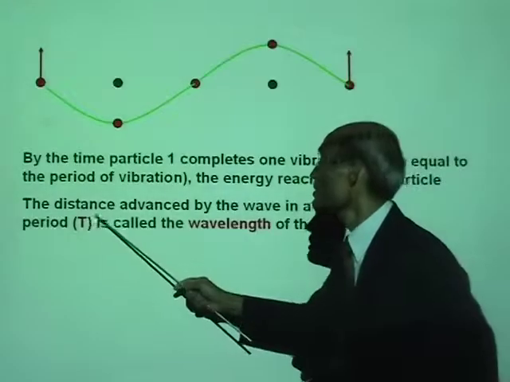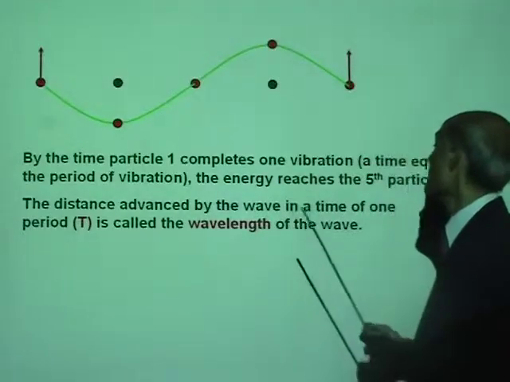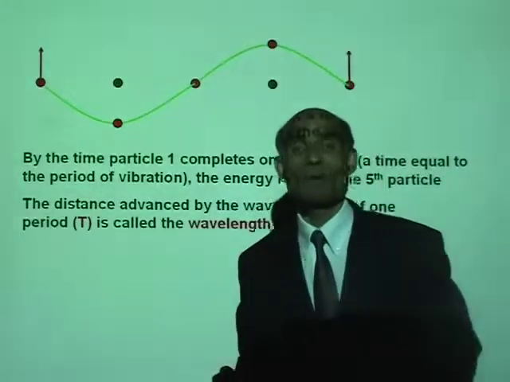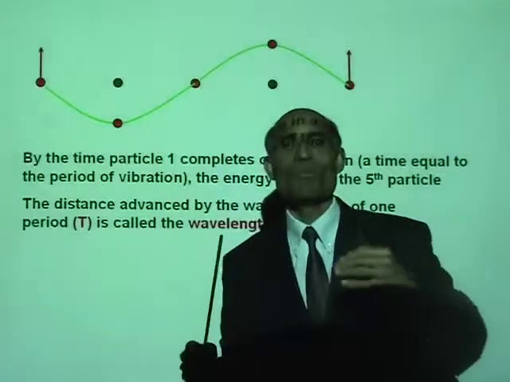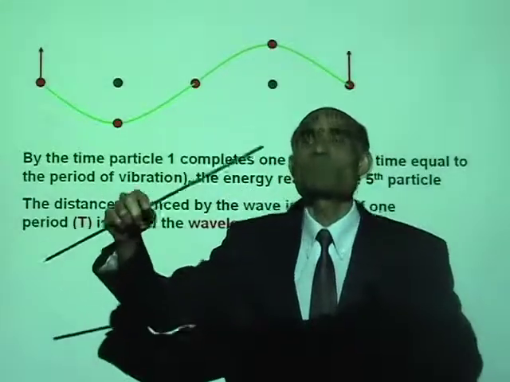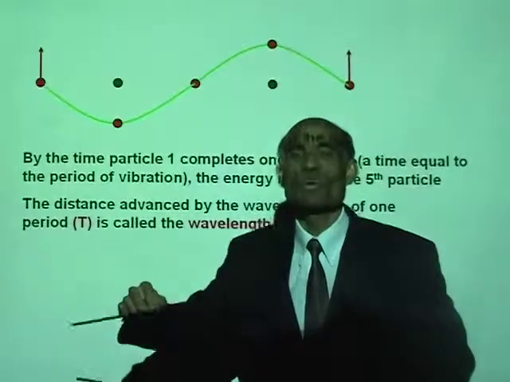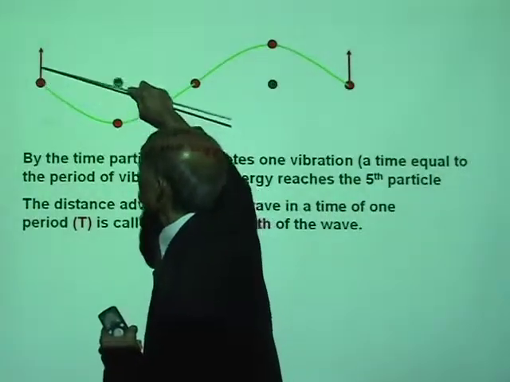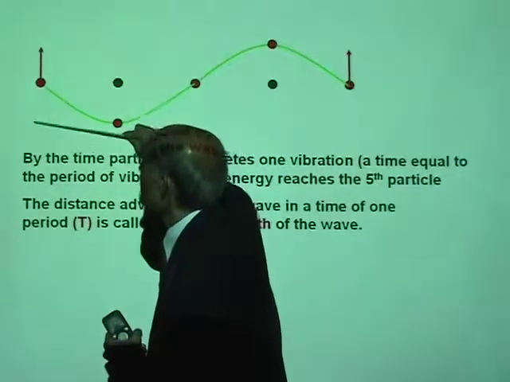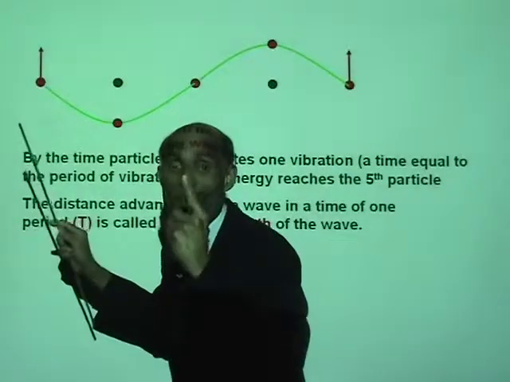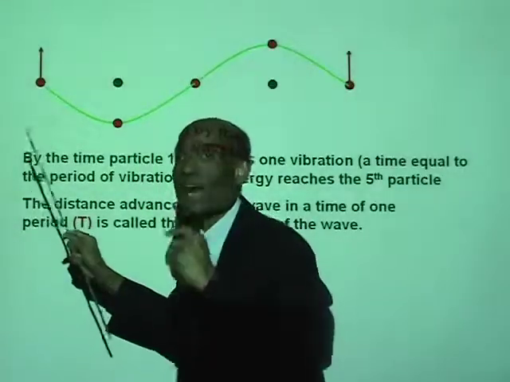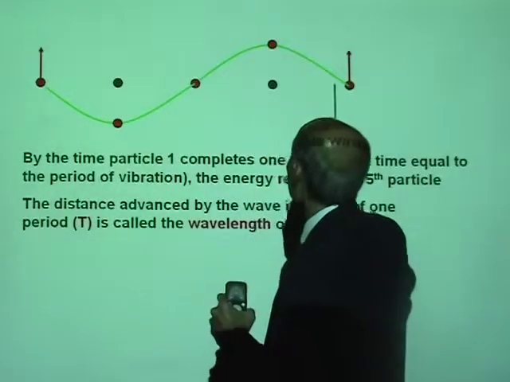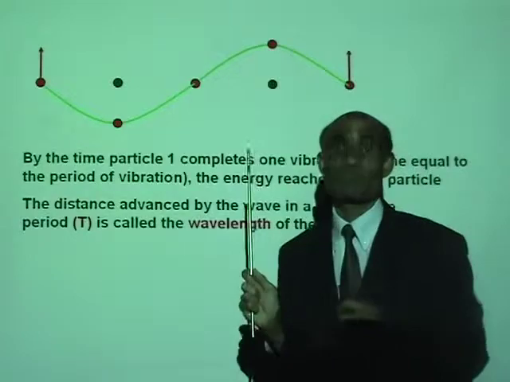Now, the distance advanced by the wave in a time of 1 period. Now, what is 1 period? 1 period is the time taken by the particle to complete one vibration. By the time particle 1 completes one vibration, that is 1 period. And during that period, the energy advanced all the way to the 5th particle.